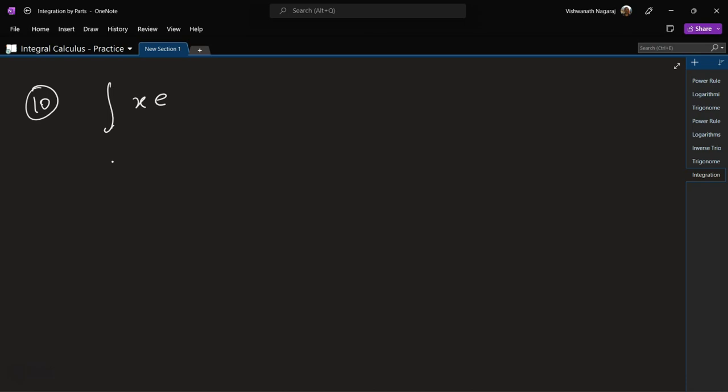Okay, next one, the 10th one: integral of x e to the power of minus x dx. Again, exponential is the last one, so let's say u is equal to x, dv is equal to e to the power of minus x dx. If we integrate this, we get what? We get v is equal to e to the power of minus x by natural log e. These two cancel out. We have e to the power of minus x.